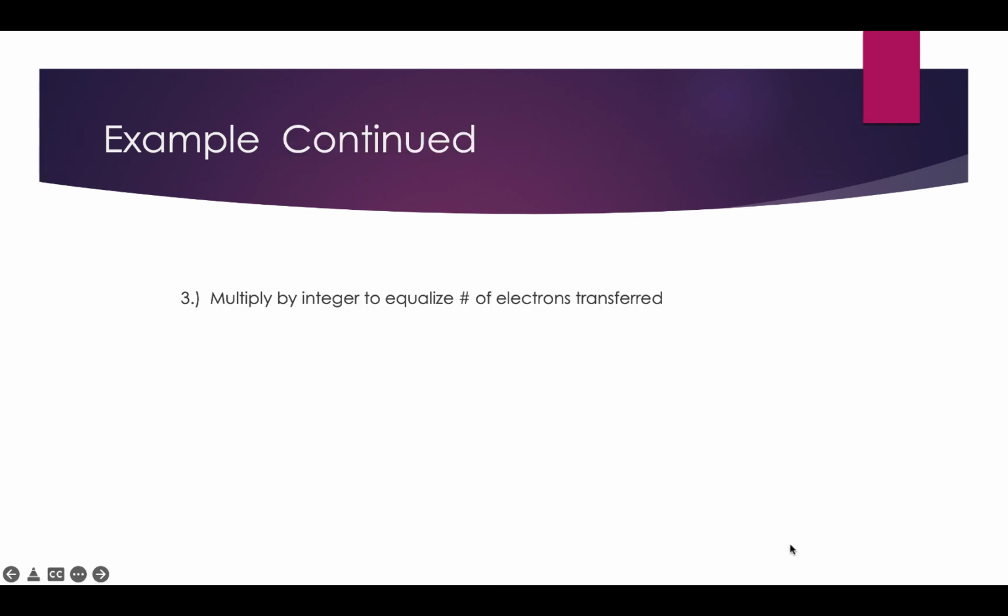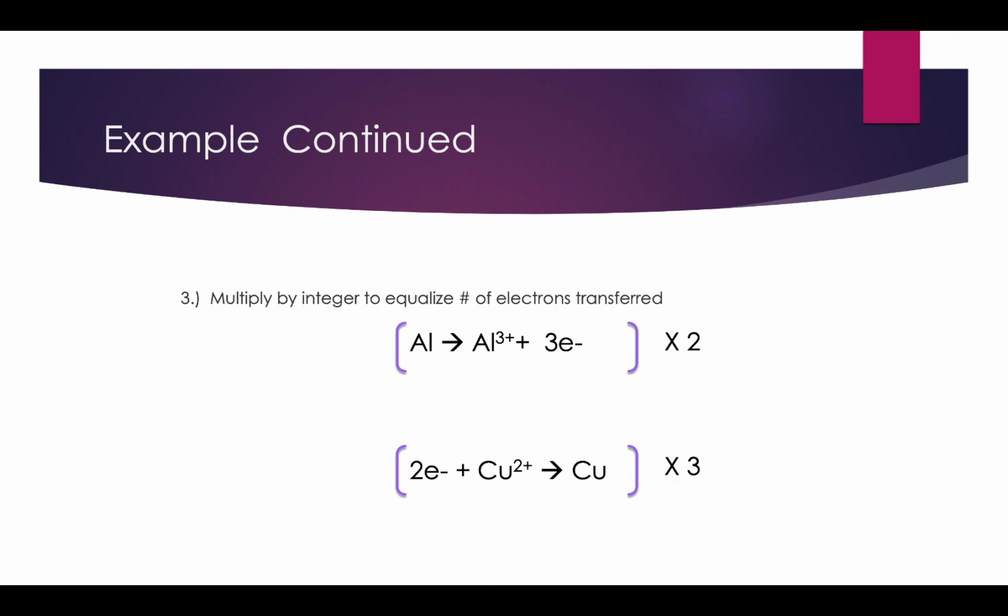Moving on to the third step, we're going to multiply the half reactions by integers in order to equalize the number of electrons transferred. Notice in our oxidation half reaction, we're losing 3 electrons, but the reduction half reaction is only gaining 2. This can't happen. So we're going to multiply the first half reaction by 2 and the second half reaction by 3, which will mean that 6 electrons are lost in the oxidation and 6 electrons are gained in the reduction.